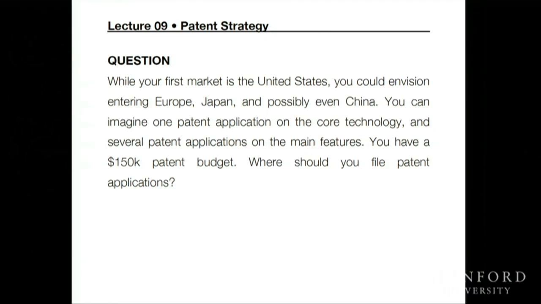Dai Wu? Hi. So your first market is the United States, but you can envision entering Europe, Japan, possibly even China. You got one patent application on the core technology, but there's a bunch of features that you might file a patent application on. You got a decent budget for IP. Where should you file it? Let's start off with some of the basics.